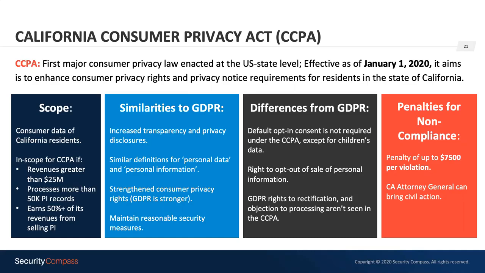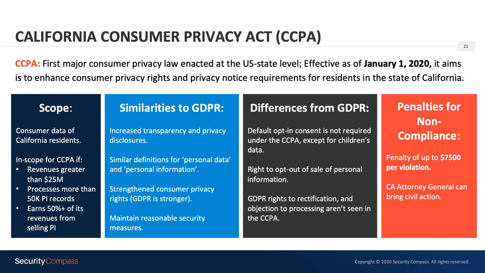level. It has been effective since January 1st, 2020, and its purpose is to enhance the consumer privacy rights and privacy notice requirements for residents in the state of California. Some may refer to it as GDPR Lite. Among privacy professionals, it's generally understood that the protections are not as strong as GDPR, but there's definitely some similarities, and you can see some of the elements of the GDPR have also been baked into the CCPA.